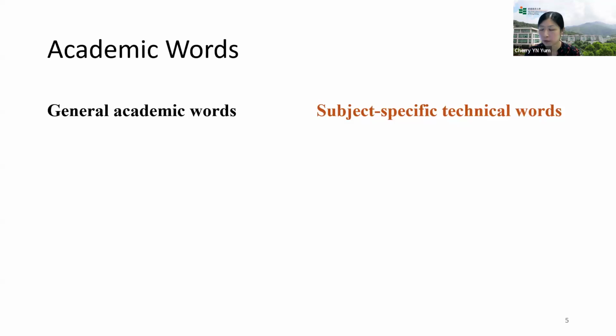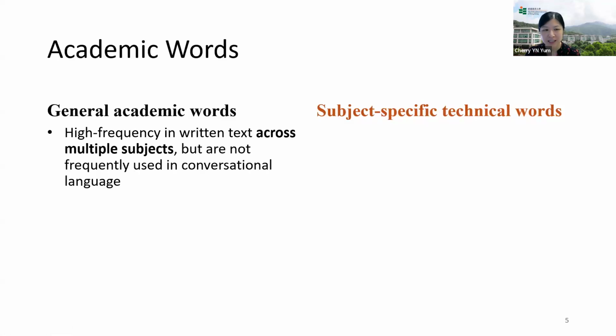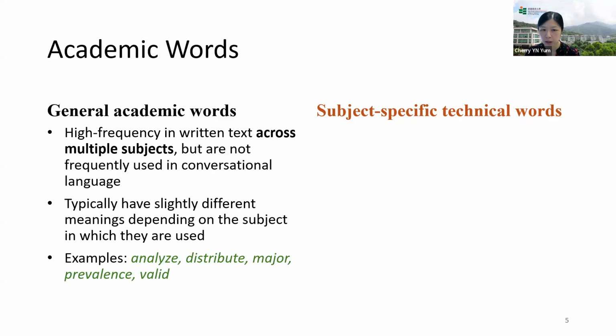Next, I would also like to briefly go through what academic words are. For the study, we focus on the second part here, subject-specific technical words. These are distinct from general academic words, which are highly frequent in written text across multiple subjects, and they typically have slightly different meanings depending on the subjects in which they are used. For example, the words analyze, distribute, prevalence, these are all general academic words.